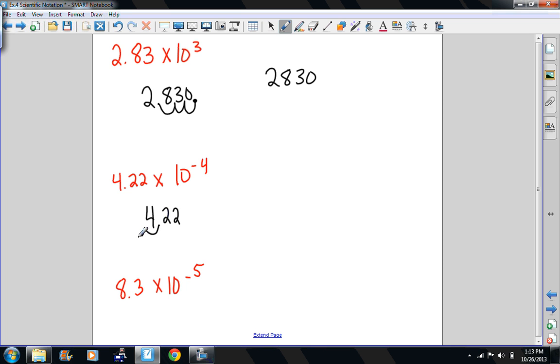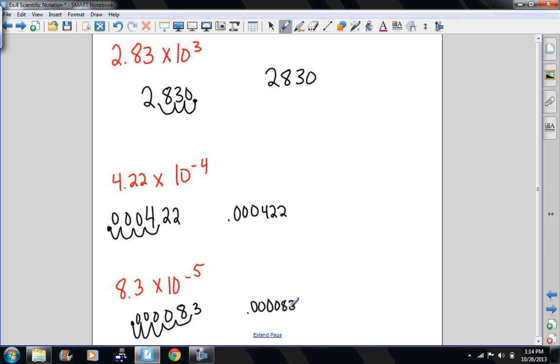Now down here, we have a negative exponent, so we're going to move it left. So we go 1, 2, 3, 4. The decimal point goes there. And we get 0.000422. This one, negative exponent, so we go left. So we get 8.3, and we're going to go left 5. 1, 2, 3, 4, 5. We add zeros. 1, 2, 3, 4 zeros. 0.000083.